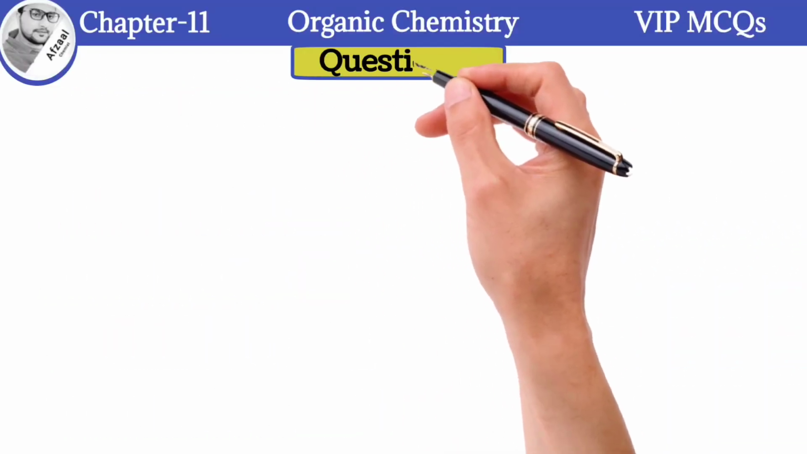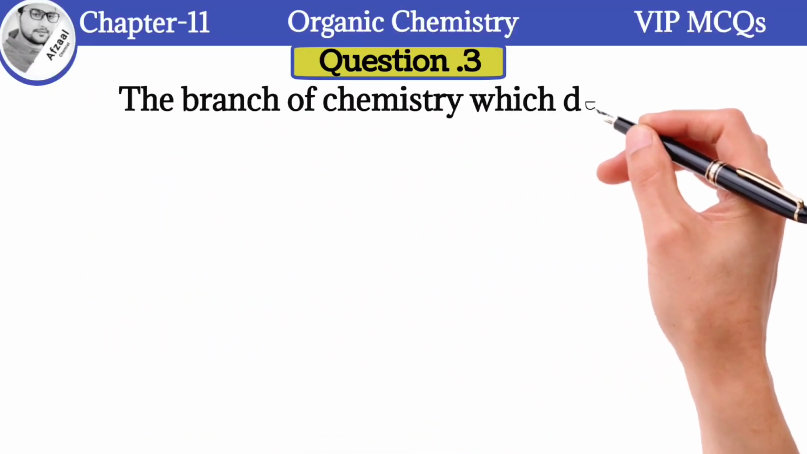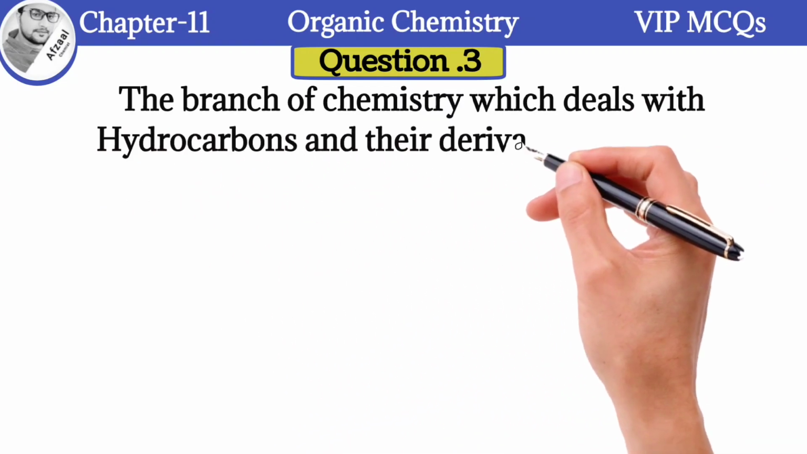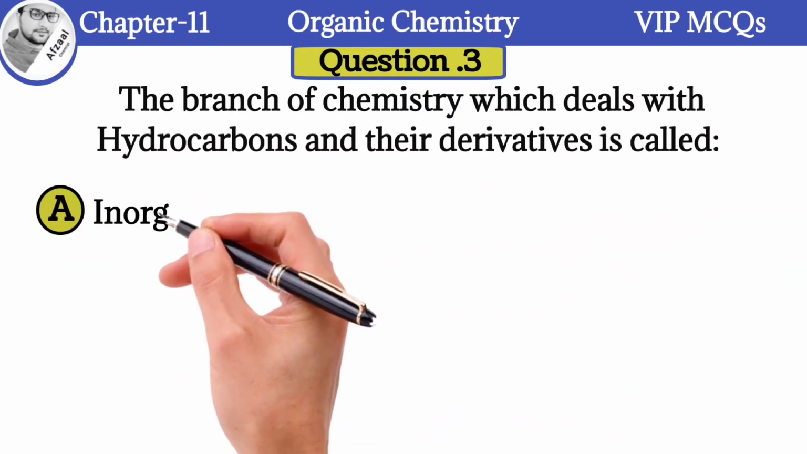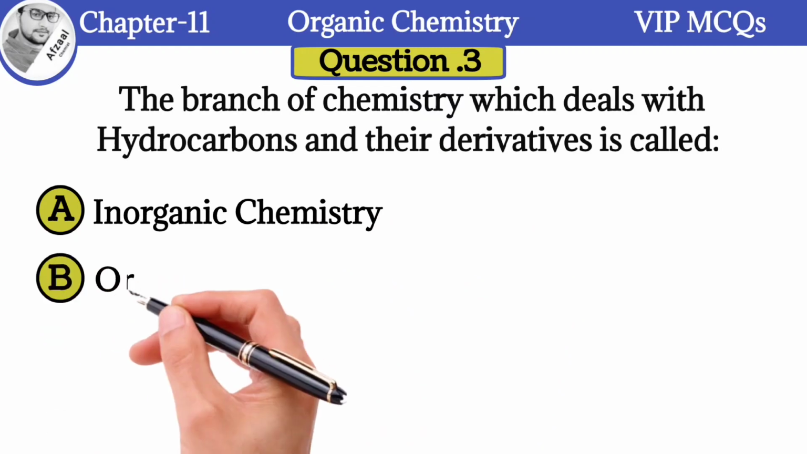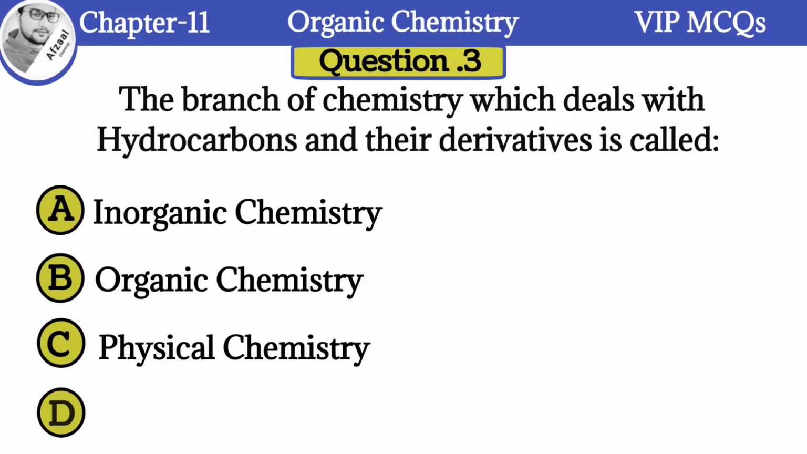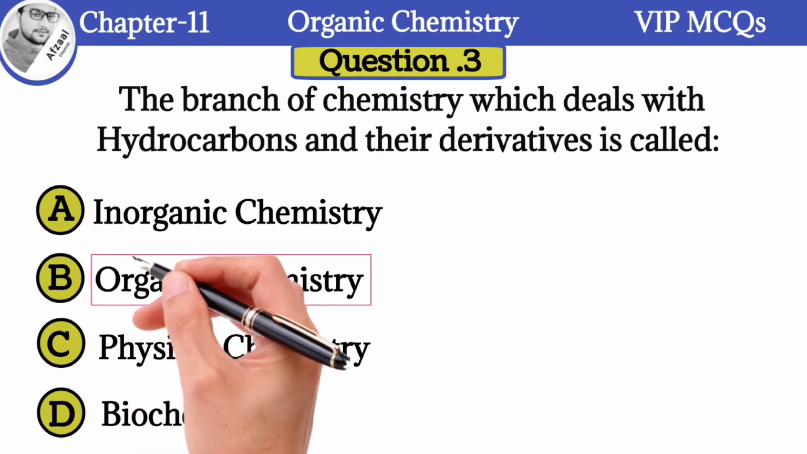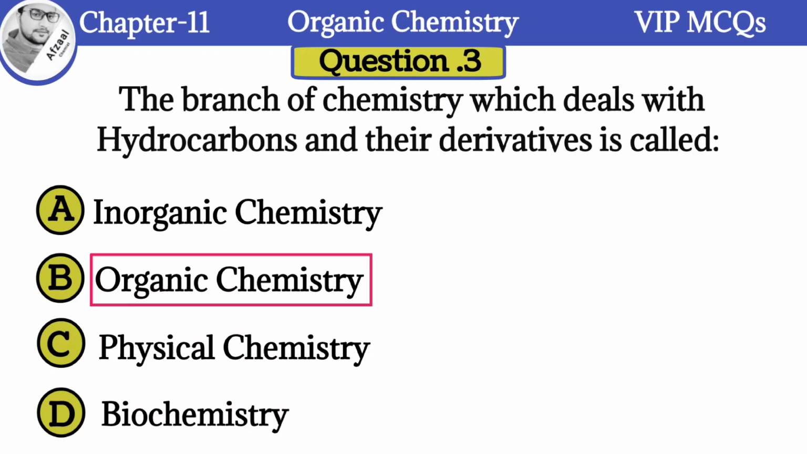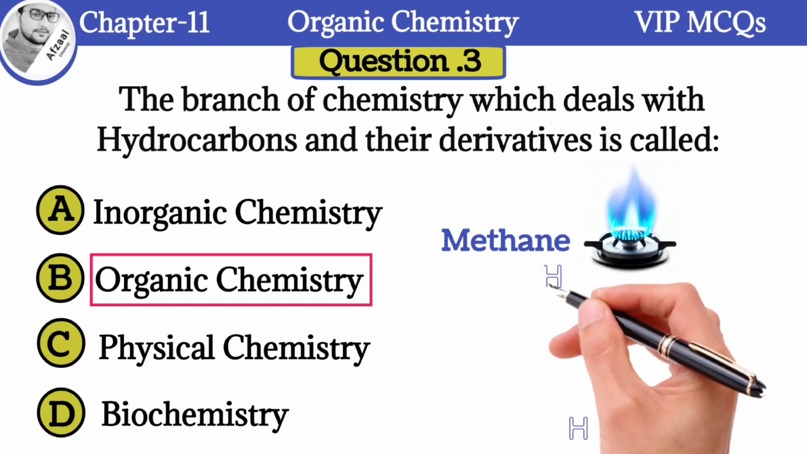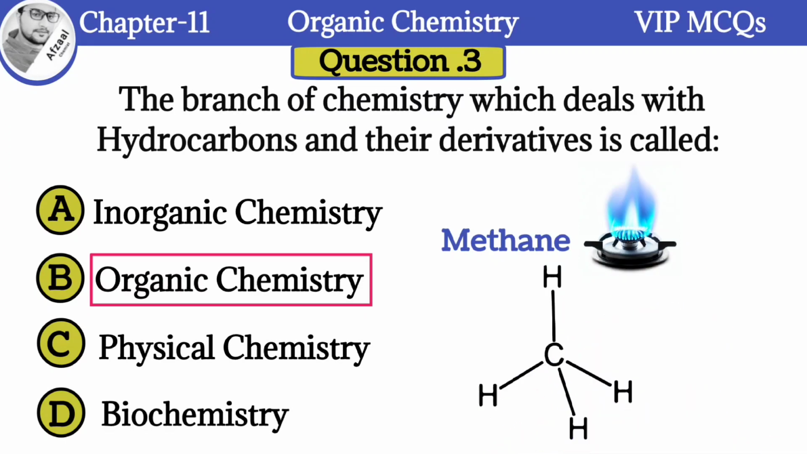Question number 3 is: the branch of chemistry which deals with hydrocarbons and their derivatives is called? Option A is inorganic chemistry. Option B is organic chemistry. Option C is physical chemistry. And option D is biochemistry. The correct option is B, that is organic chemistry. For example, methane, which is found in natural gas, contains only two elements, carbon and hydrogen. Such compounds are known as hydrocarbons and are studied in organic chemistry.